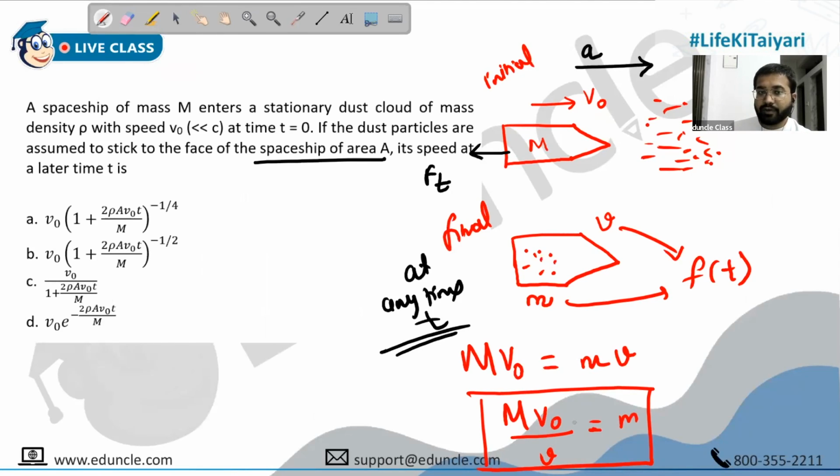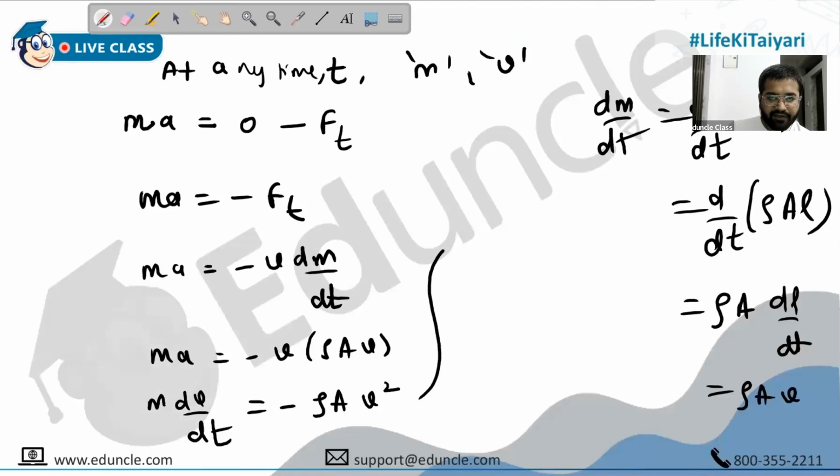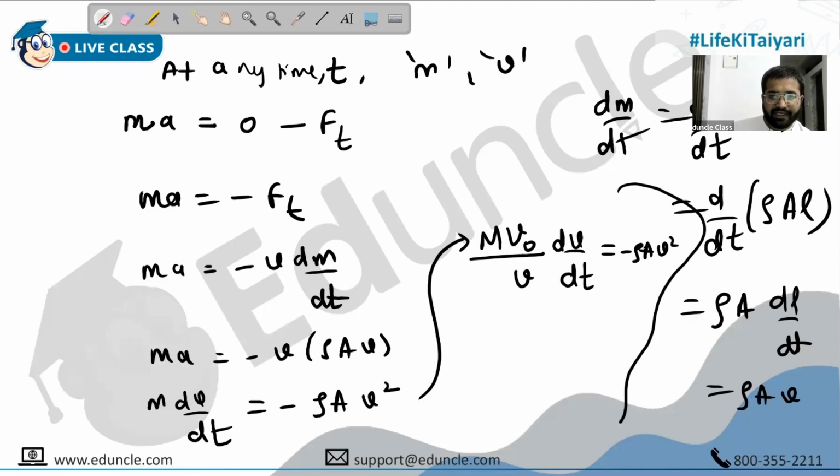I would have assumed small m to be constant right now, but small m is not constant. It depends on v. It's capital M v naught upon v. So let's substitute that first, capital M v naught upon v, which is small m. Then m dv by dt equals minus rho A v square. This is what we are supposed to integrate and solve, because capital M is the initial mass, which is constant. V naught is the initial velocity, which is constant. Area is constant, density is constant. We need the velocity time relationship, and that's what we are asking you now: find the velocity time relationship.